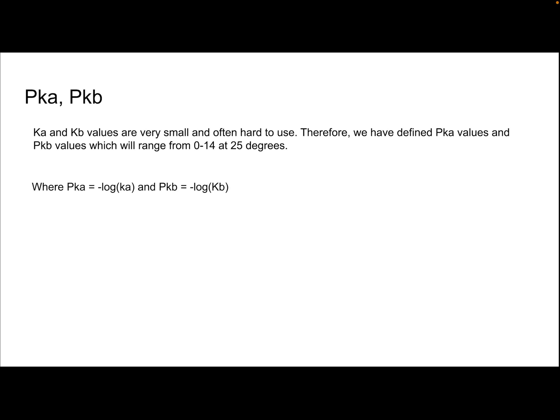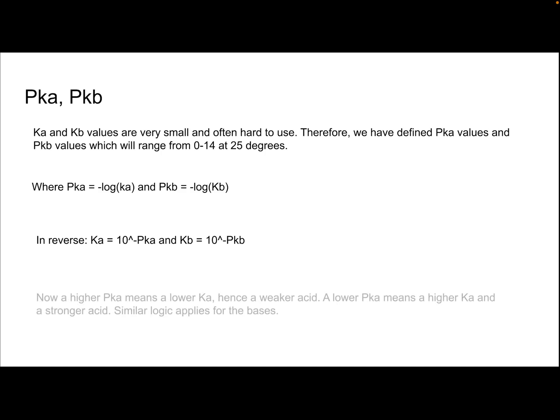So in this case, we know that pKa equals the negative log of Ka and pKb equals the negative log of Kb. So by taking the negative log of Ka, we're going to get the pKa, and by taking the negative log of Kb, we're going to get the pKb. If we reverse these equations, we'll see that Ka equals 10 to the power of negative pKa and Kb equals 10 to the power of negative pKb.